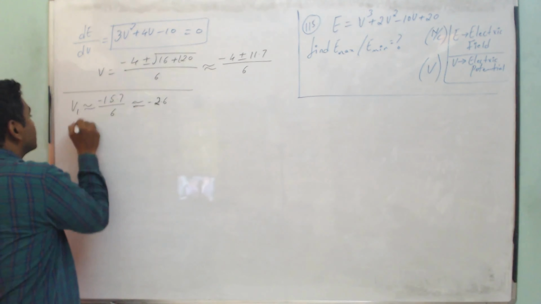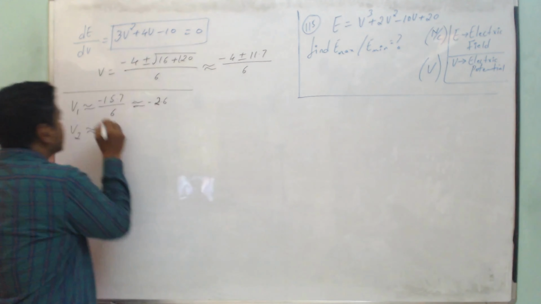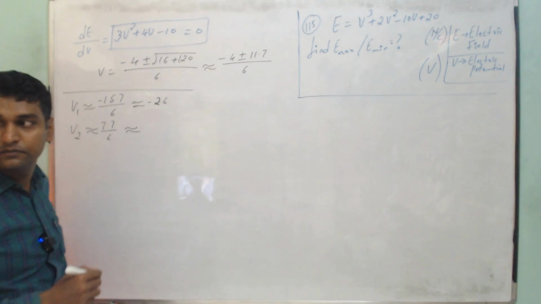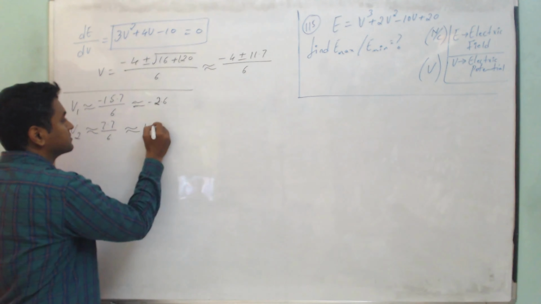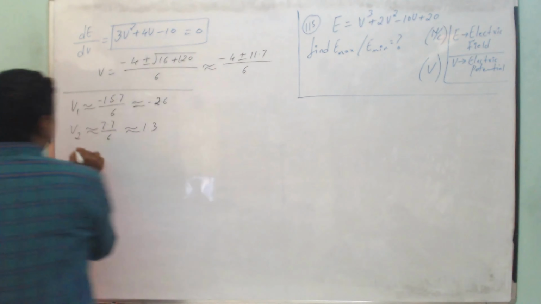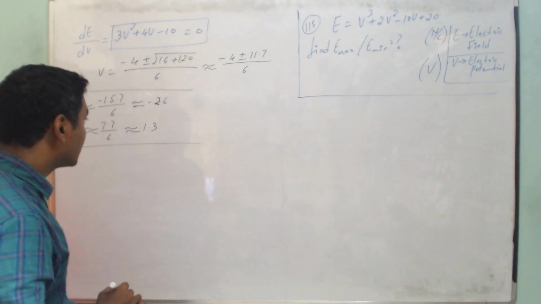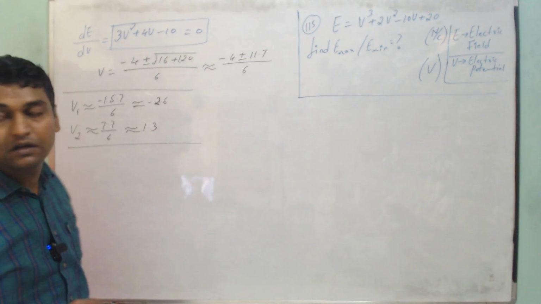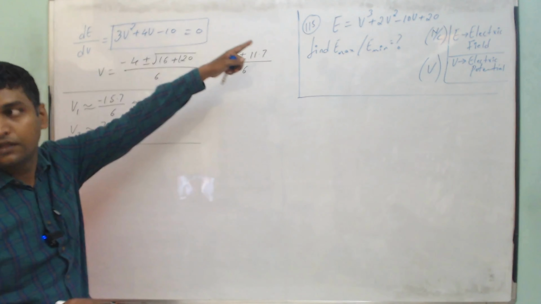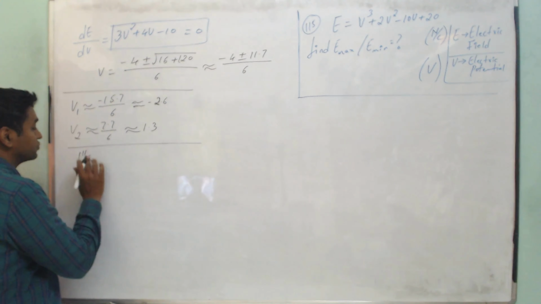And V2 again is approximately 7.7 by 6, which comes out to be around 1.3. So now, what's the next step? You substitute these values into the equation. Which equation? The equation for E. But before that, I need my double differential also.